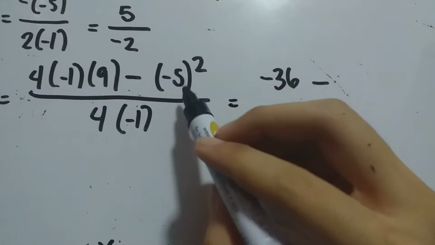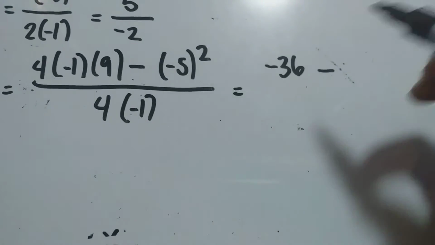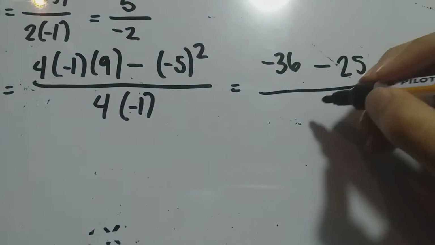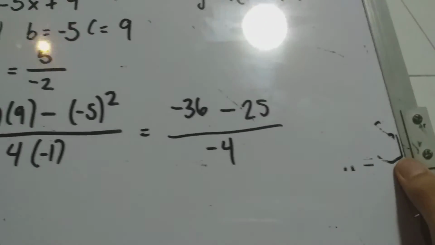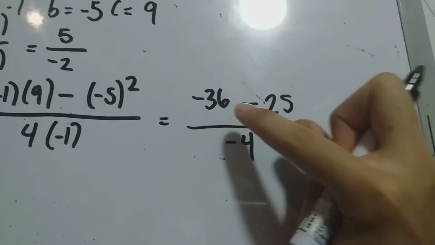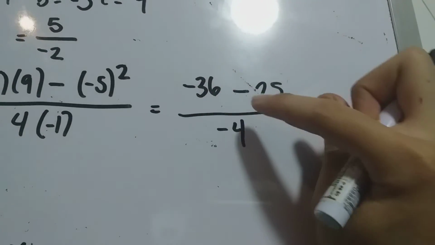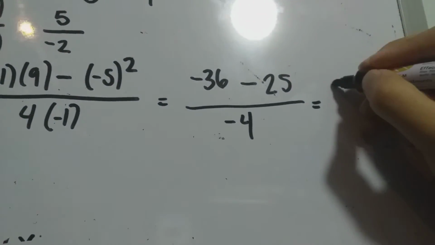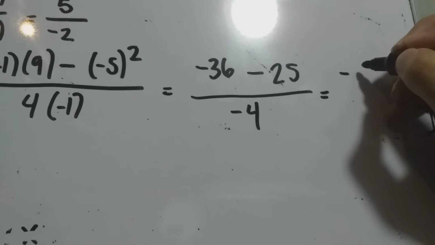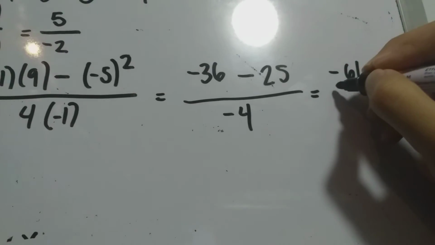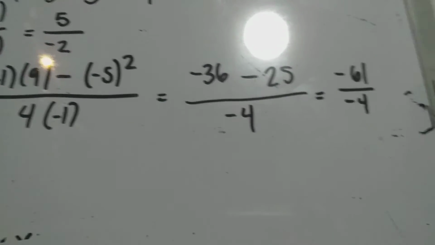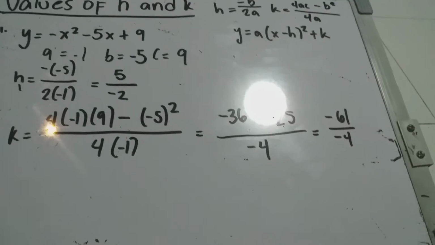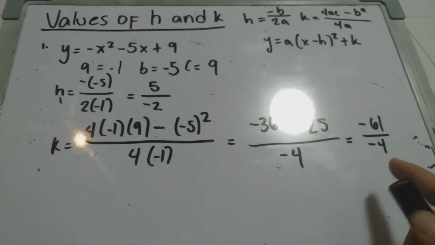Minus the square of negative 5, which is 25, over 4 times negative 1, which is negative 4. So now you look at this. These are both negative signs: this is a negative 36 and this is a negative 25. So you add them together, you get negative 61 over negative 4. And that's it. That's your value of k, which is negative 61 over 4.